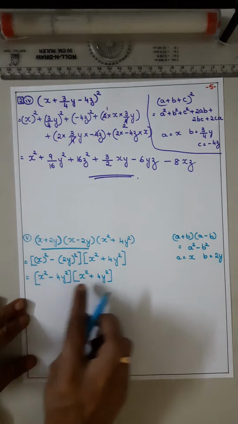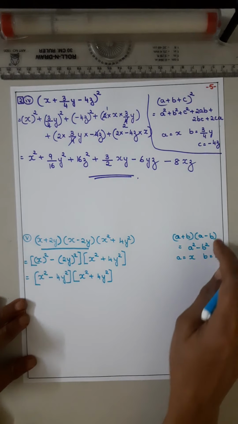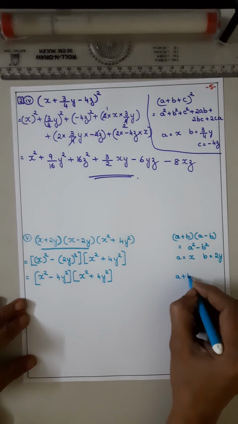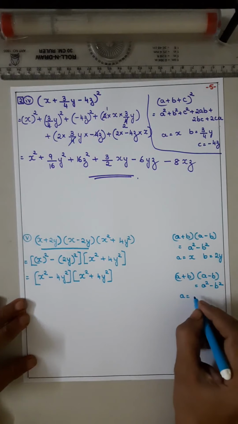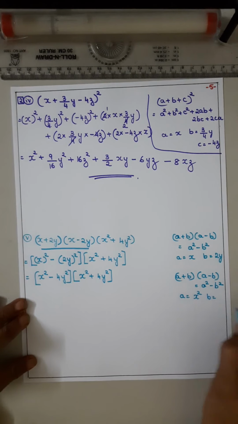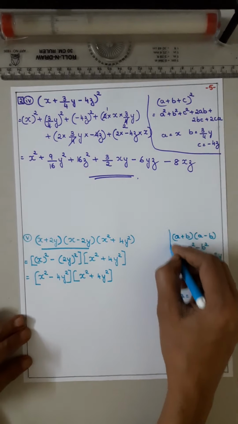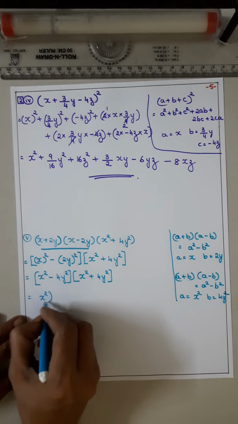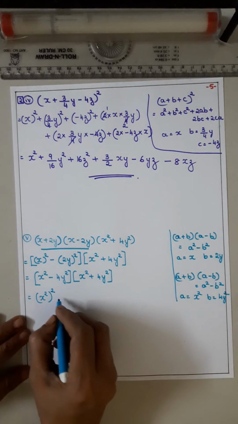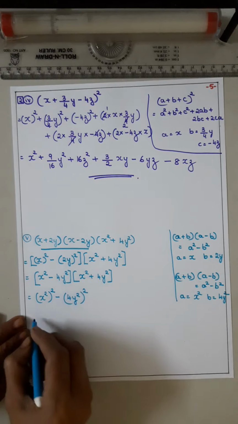Now again see, the terms are same but minus and plus. So again the same identity, a plus b, a minus b is equal to a squared minus b squared. But here a is what? X squared, and b is what? 4y squared. Understood? Okay, that means you will be putting x squared the whole square minus 4y squared the whole square.